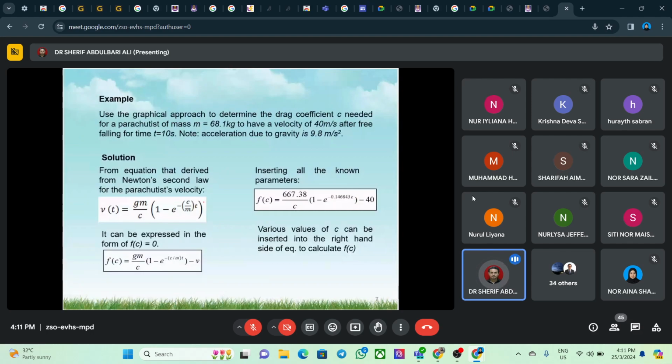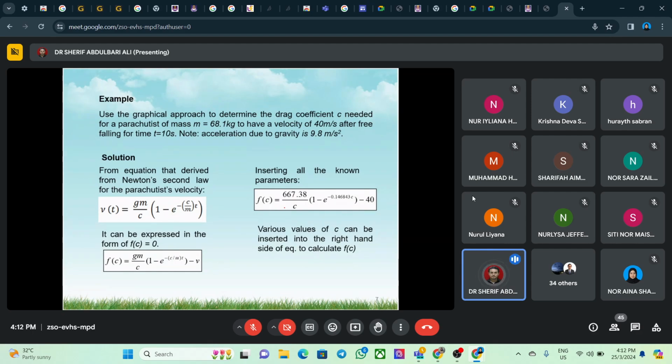Okay, so for example, and by the way, we are going to follow this example for the whole class today. We are going to use the graphical approach to determine the drag coefficient C needed for a parachute with a mass of 68.1 kg to have a velocity of 40 meters per second after free fall for a time of 10 seconds. The gravity is given, it's 9.8. So we are going to use this function here, and we need to find the root of this function when its value is equal to 0. This means we need to find the value of C that makes this function equal to 0.